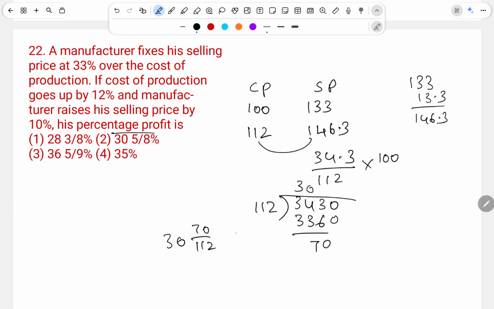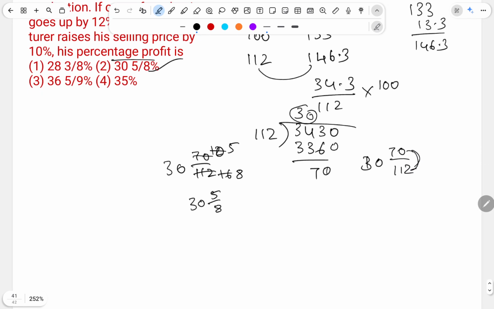70 by 112. So how many times it goes? 7 tens, 7 16s, 2 5s, 2 8s. So 35 by 8 is our answer. Must see this. I got 30 times when I divide 3430 by 112, and the remainder is 70. How to take? Quotient, numerator, denominator means the remainder should be in the numerator by 112. So this both again still divide. So we need to divide that and write it. So 35 by 8.